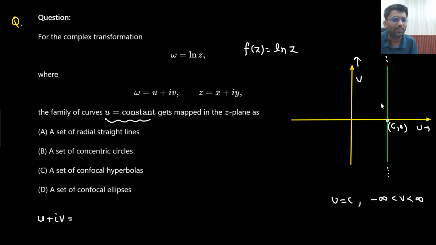How will this line be mapped to the xy plane? This is what they are asking. How will it be mapped here?